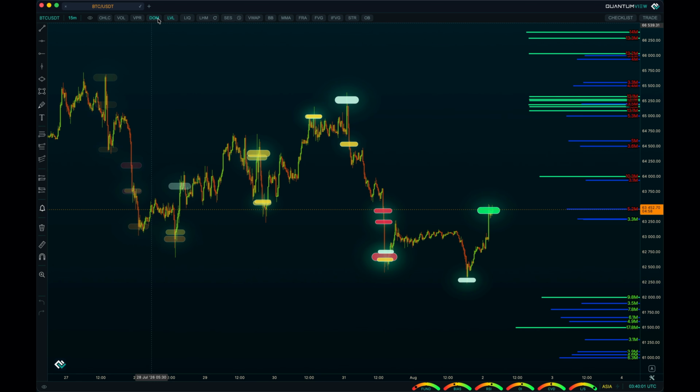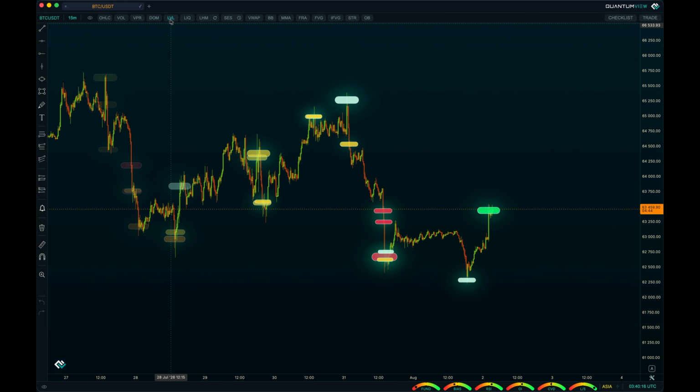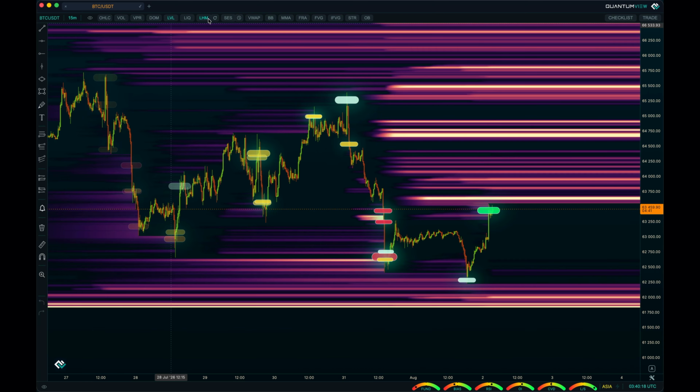LVL shows where significant activity has already been executed. DOM shows where large limit liquidity sits right now. When both layers point to the same area, the historical reaction gets confirmation from the current structure of the order book. LHM adds a computed structure of leverage risk. Vol shows fresh aggression on a retest, and LIC marks liquidations that have already happened. These layers don't have to agree, but when they do, the level becomes more meaningful.